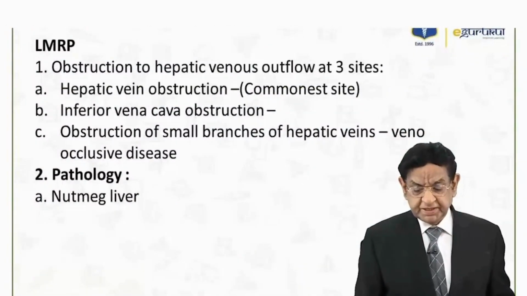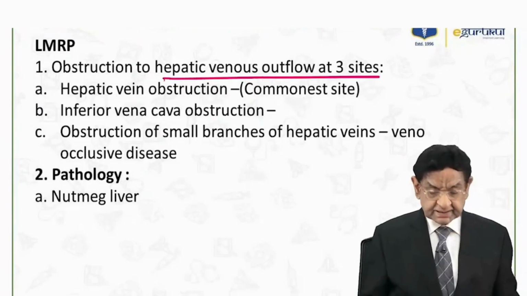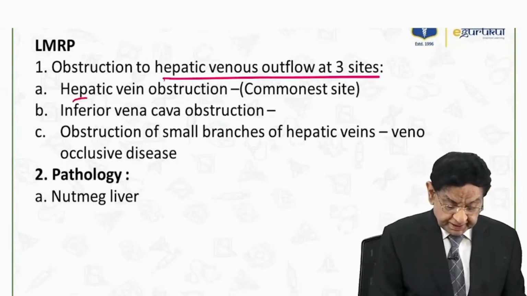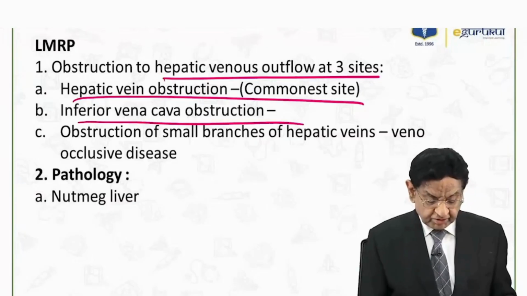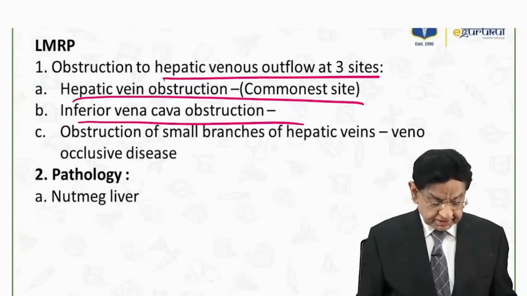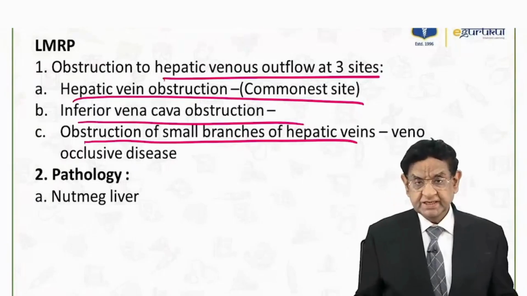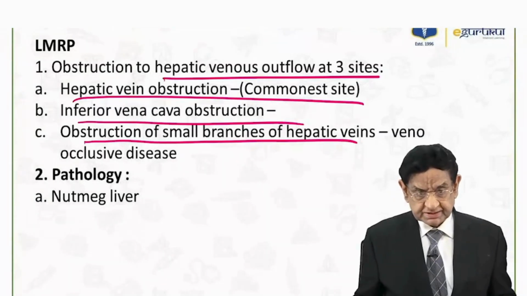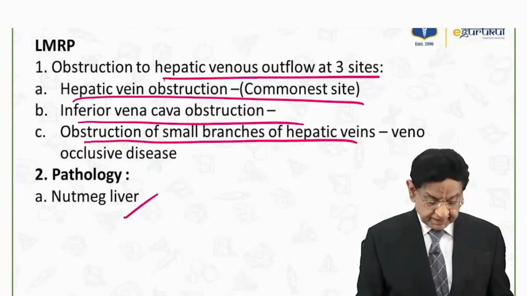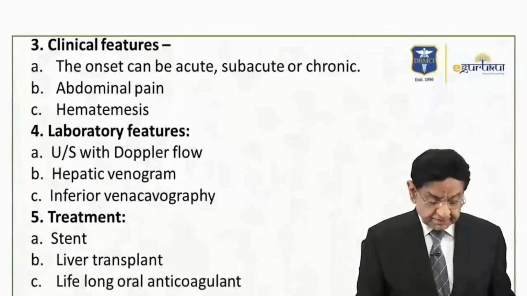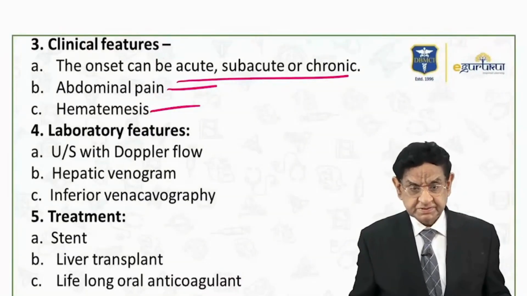So last minute revision point, obstruction to hepatic venous flow occurs at three places. Hepatic vein obstruction is the most common site. Inferior vena cava obstruction is the second common site, or there may be obstruction to small branches of hepatic vein, what we see in veno-occlusive disease. Pathology is nutmeg liver because there is congestive hepatomegaly. Onset may be acute, subacute or chronic, with abdominal pain and hemochromatosis.